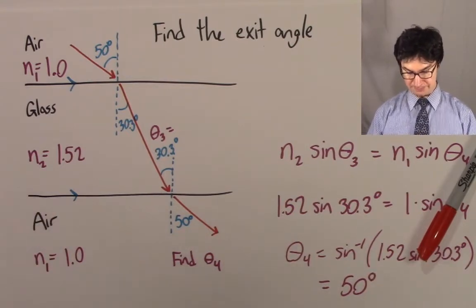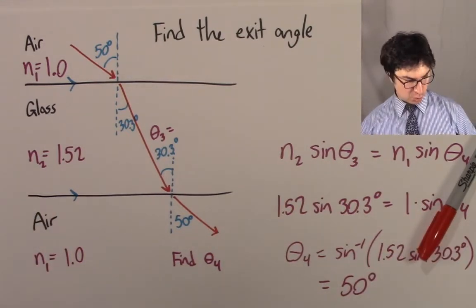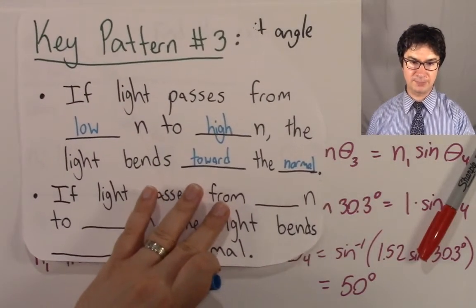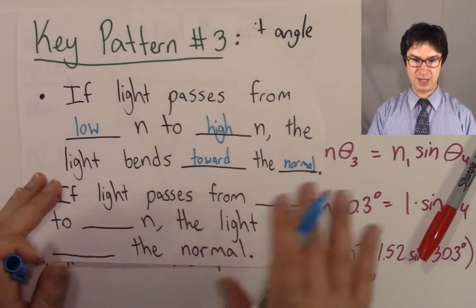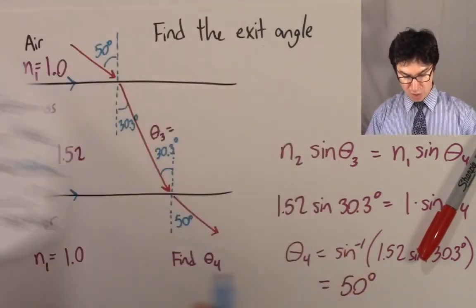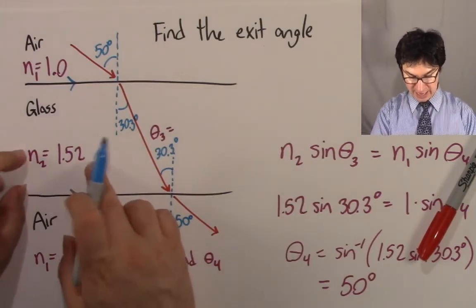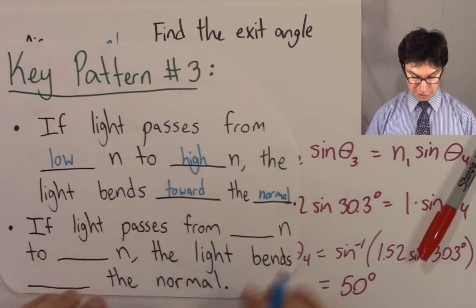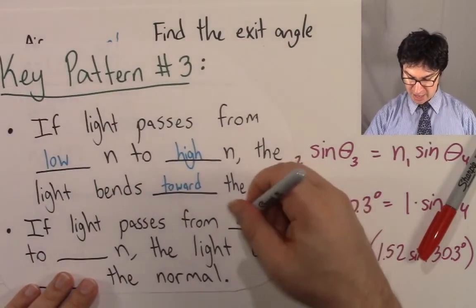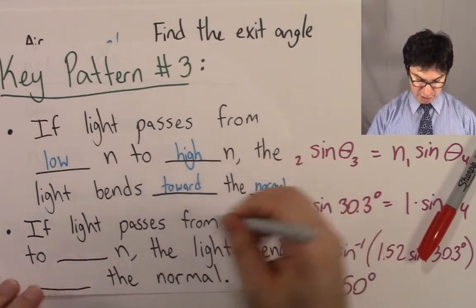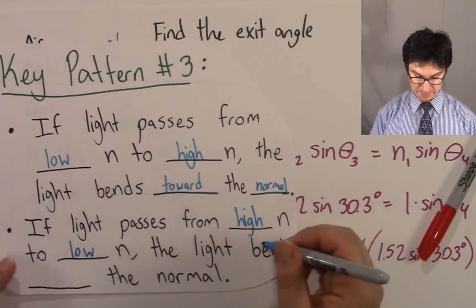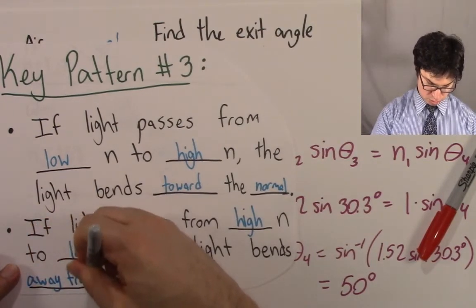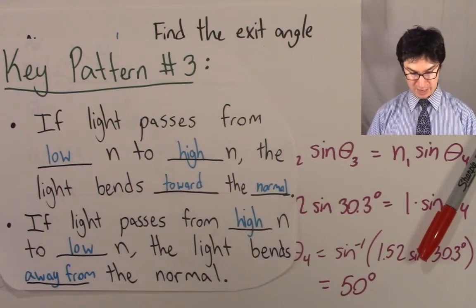So that's very interesting. Now, this allows us to go back to key pattern number 3. It says if light passes from low n to high n, the light bends toward the normal. But now we had high n, this glass, into the air, and we found that it bent away from the normal. So we're going to say if light passes from a high n to a low n, the light bends away from the normal. Okay, very interesting.